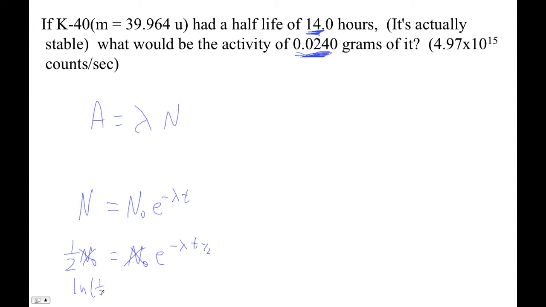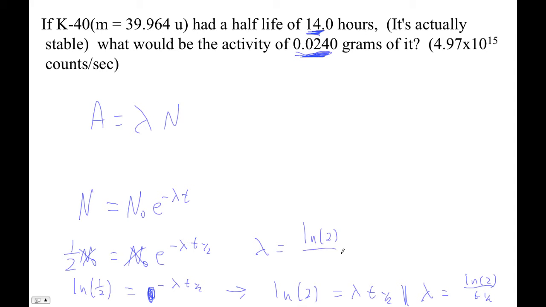ln of 1/2 is e to the minus lambda t 1/2, right? And then ln2 is, oh, whoops, the e goes away, sorry. ln2 is lambda times t 1/2. And then ultimately lambda is ln2 over t 1/2. You could just memorize this, couldn't you? These should just give us that formula, which I'm kind of irked that they don't.